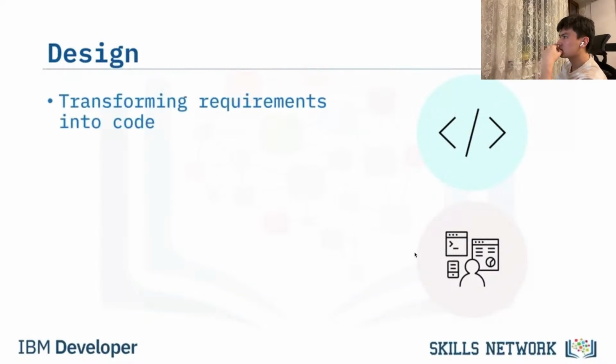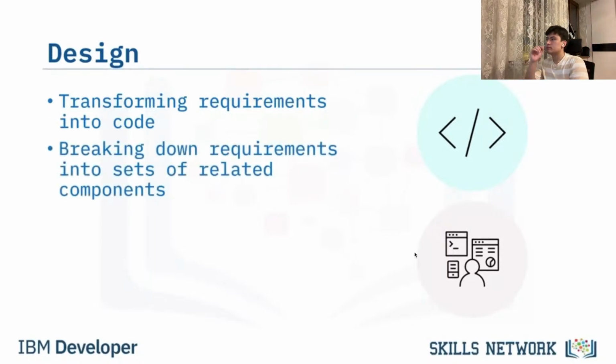Software design is the process of transforming the requirements into a structure that is implementable using code. The software design process translates the requirements into a language the developers can use to write the code. It transforms the requirements into a software solution.